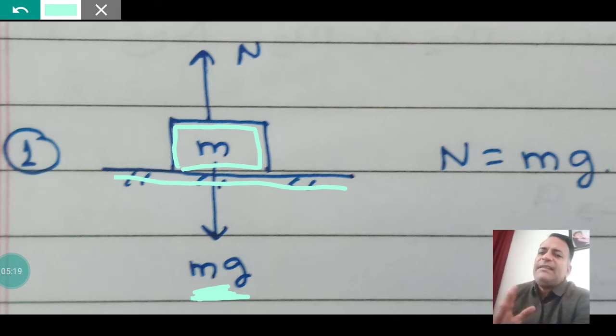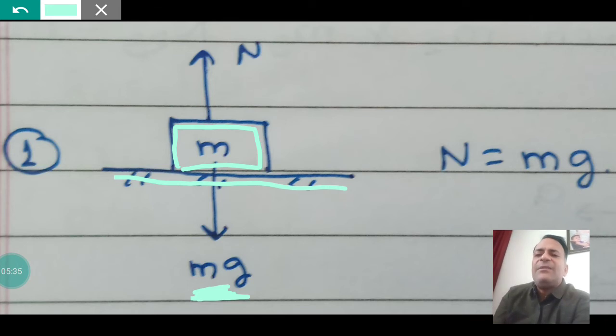Okay, so what is the action force in this? Cup applies gravitational force, or cup applies some force on the table in downward direction. The table applies some force on the cup in the upward direction. That is what? That is normal reaction force.